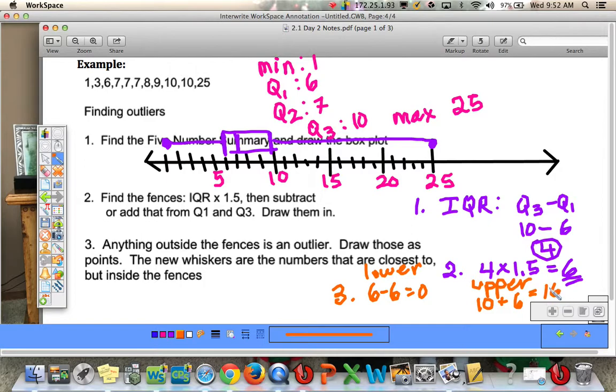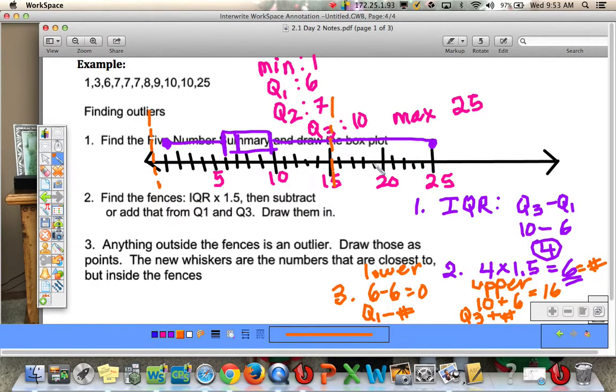There's our upper fence. Okay, so the modified box plot, we're going to modify it. There's a lower fence at 0. There's no outlier below 0. So again, this was Q1 minus the number that we got, and this is Q3 plus the number that we got. And the number was 6 for this problem. All right, at 16, there's a fence.